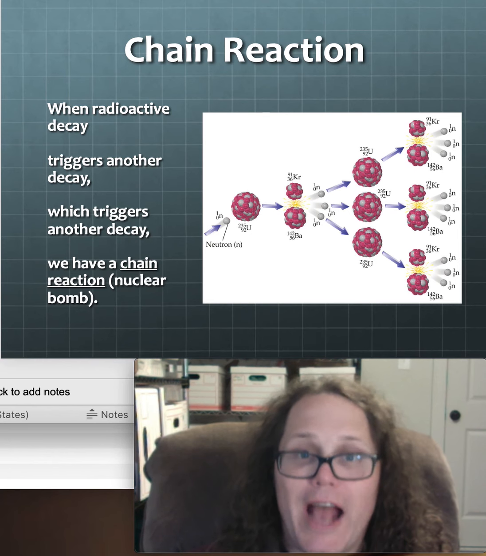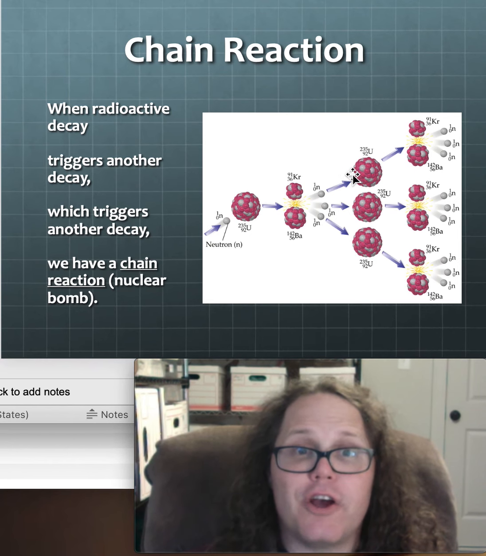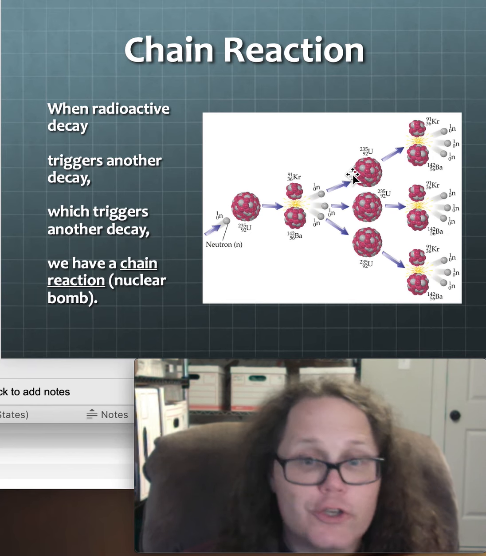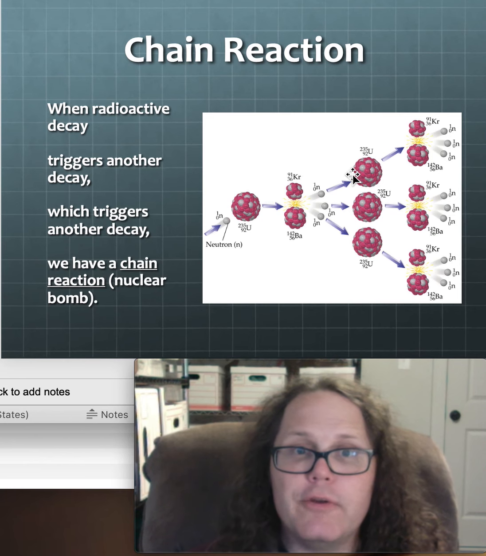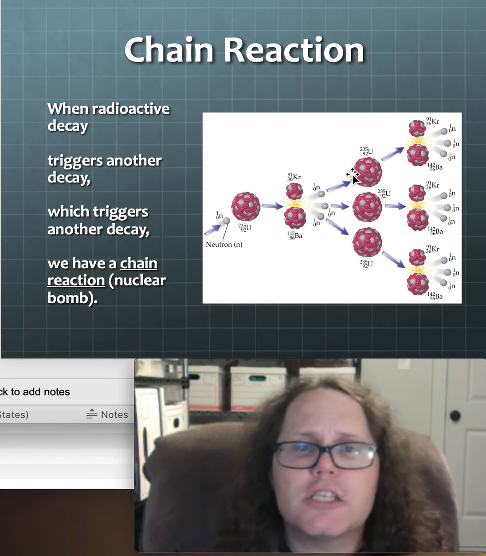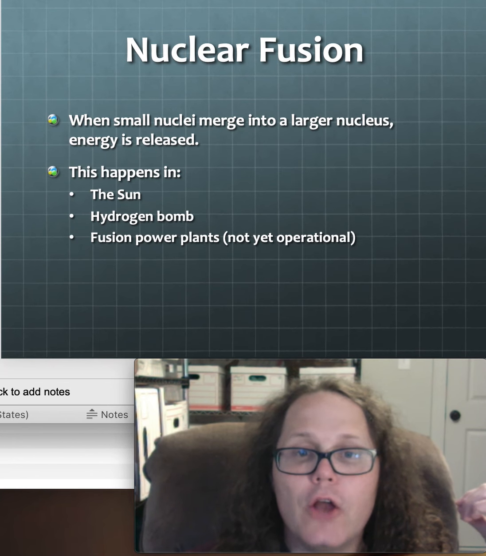So if, and only if, the U-235 nuclei are packed densely enough that some of the neutron bullets will actually hit other nuclei instead of missing their targets and flying away, then each splitting nucleus triggers another splitting nucleus, which triggers another and another and another in an unstoppable series of reactions, a chain reaction, a nuclear bomb.